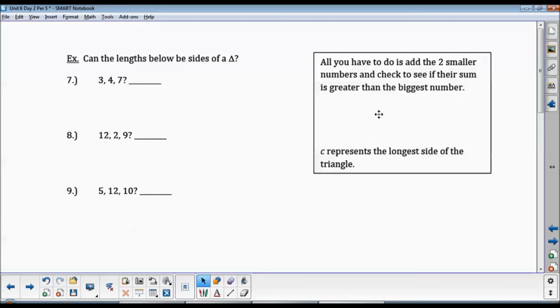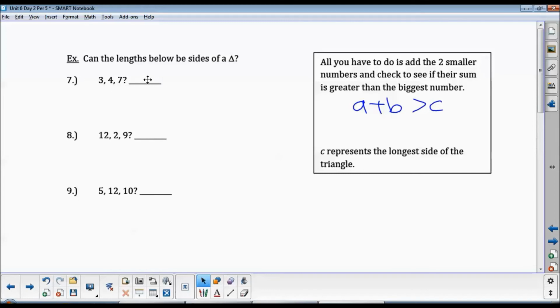So we represent this like this: A plus B must be bigger than C, and C represents the longest side of the triangle always. So your first step is always to figure out what is your C, what's the longest side of a triangle. Then we're going to add together the other 2 sides and check to make sure it's greater than that. So example number 7 over here, we have 3, 4, and 7.